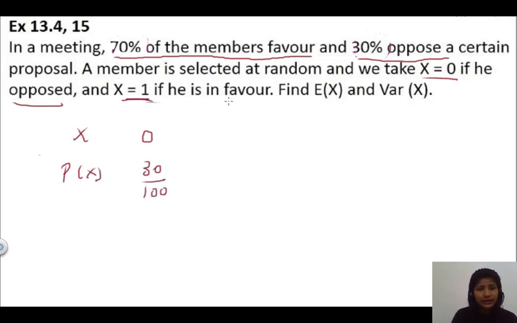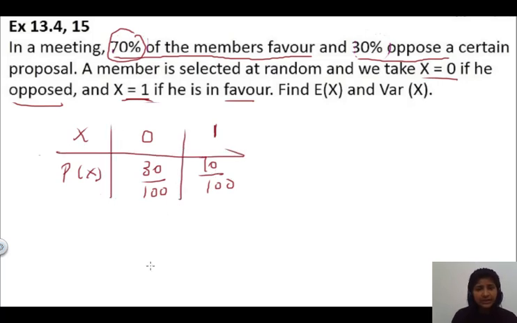Then X equals 1 if he is in favor. Probability of favoring is 70 by 100. So the probability distribution is created. Now you just have to find mean and variance. So I hope it is all clear to everyone.